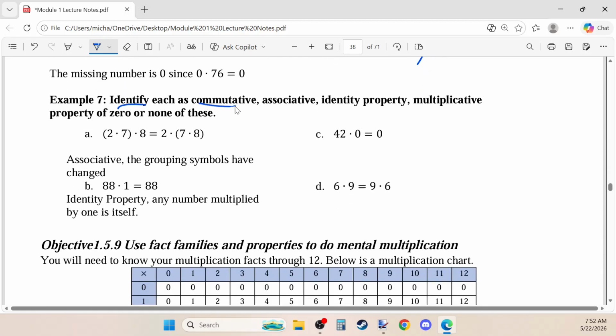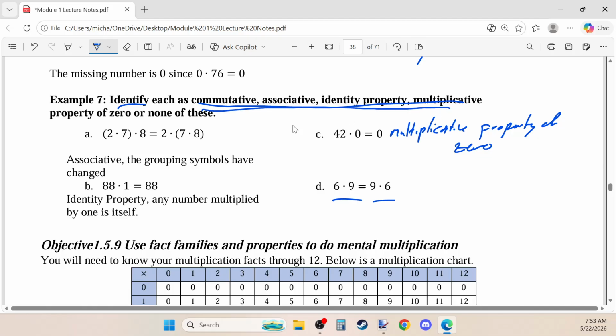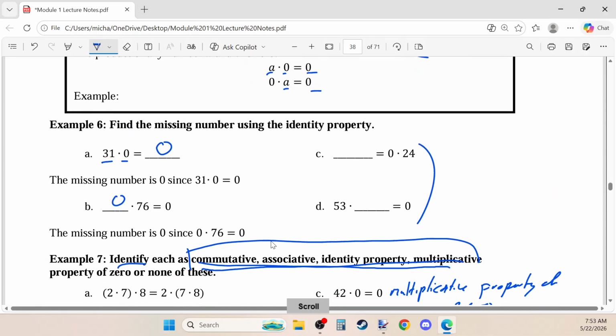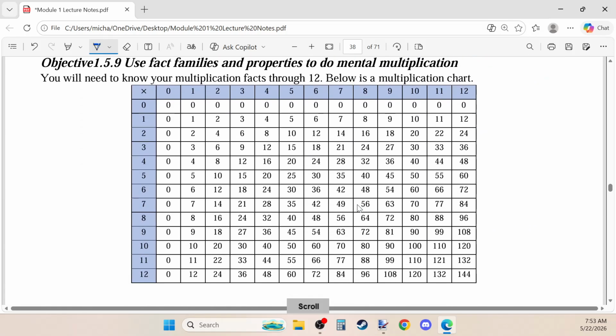We're going to identify these rules. So this is the multiplicative property of 0. This one is, well, it's one of these. And if you don't know, go look at all of these boxes that define them. You can do this one on your own.